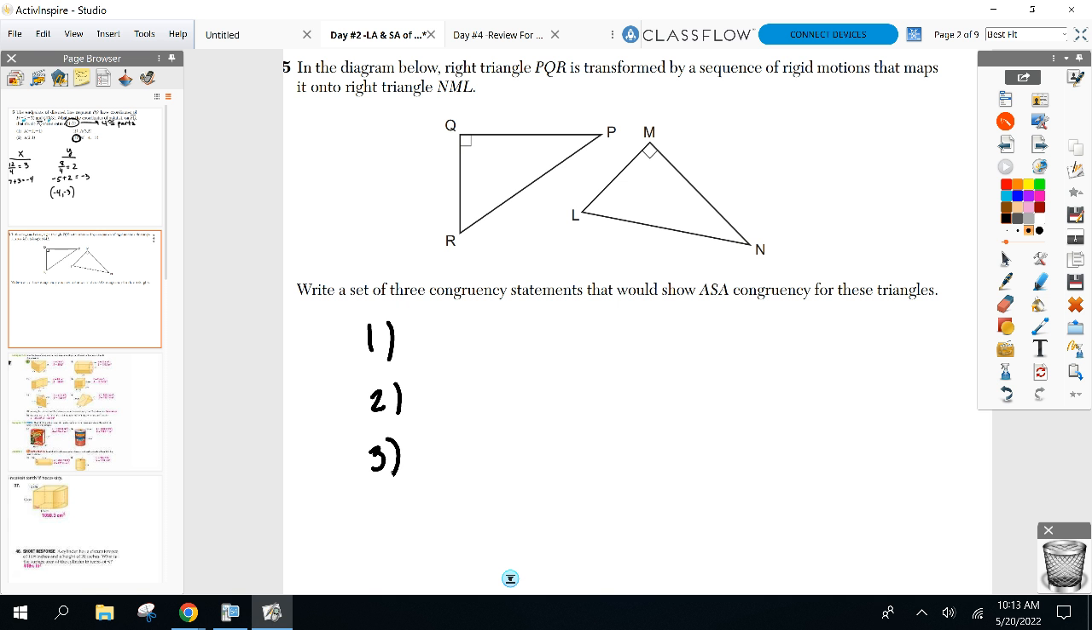Nothing fancy, just say these 2 angles are congruent, these 2, and this side in between. That's all they're asking for. Remember, it's only 2 points. Most of these, not a lot of work is involved. It's only 2 points.